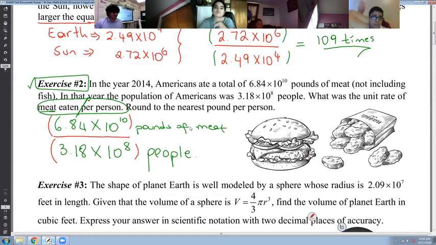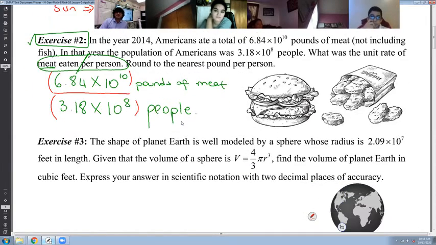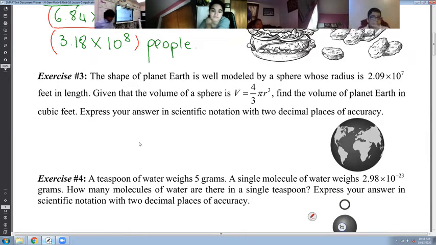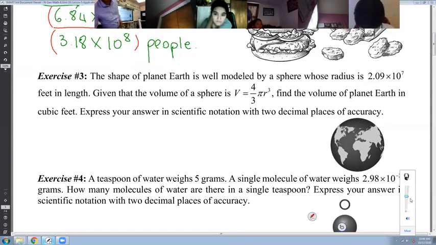Italia, are you here? Yeah. Can you read number 3? Thank you. The shape of planet Earth is well modeled by a sphere whose radius is 2.09 times 10 to the 7th power feet in length.